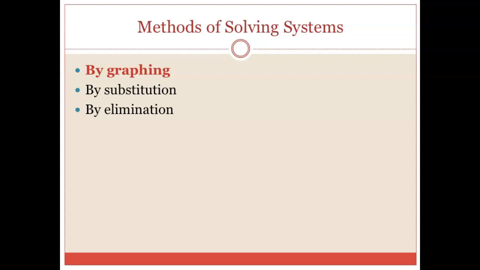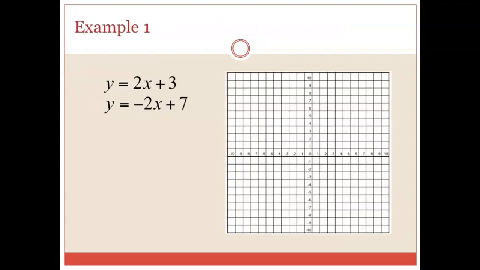Take a look at example 1. We have y equals 2x plus 3 and y equals negative 2x plus 7. Let's go ahead and start by graphing each of these. So start with y equals 2x plus 3. Our y-intercept is at 3 and the slope is 2. So I'm going to go up 2 and to the right 1. So there is my line.